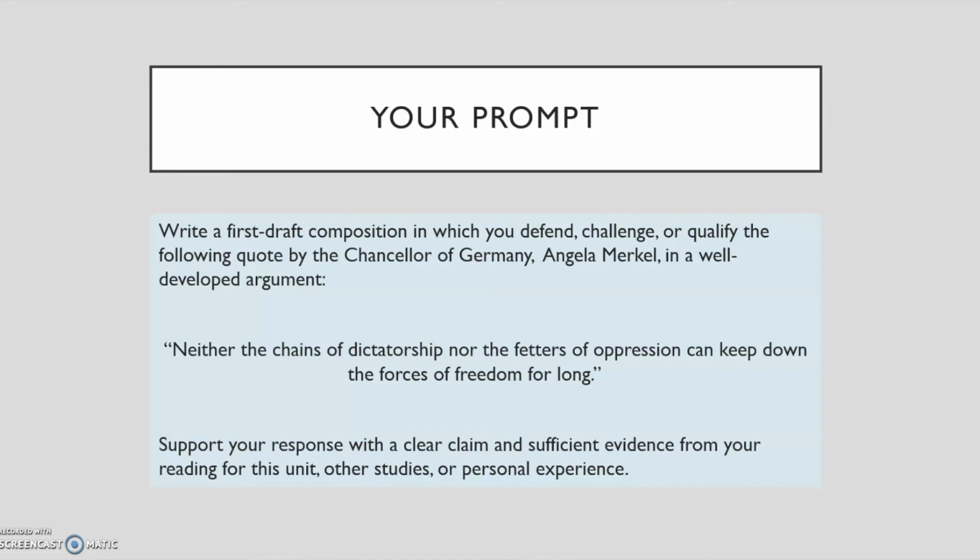What is the topic about which you are writing? What does the provided quotation mean? Do you agree, disagree, or both agree and disagree with the provided quotation? Why and how will you support it?